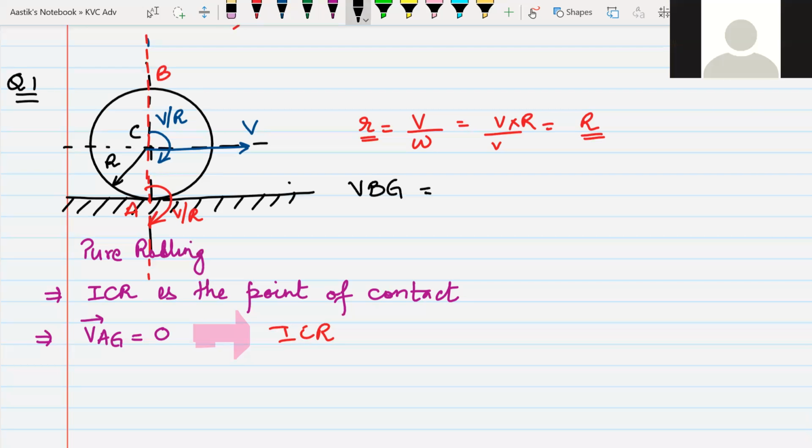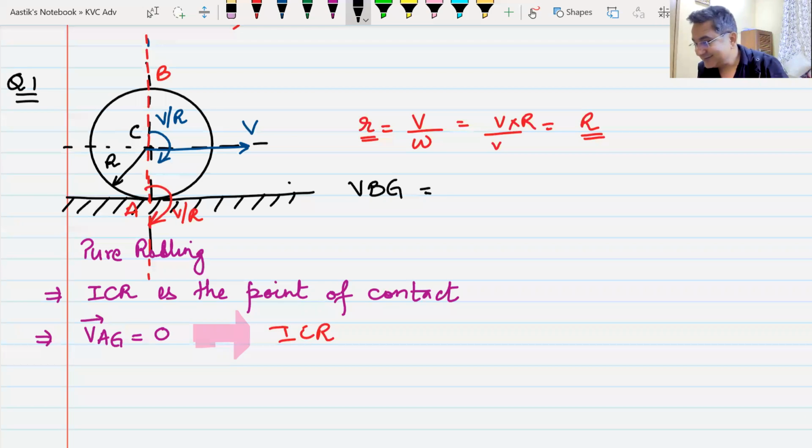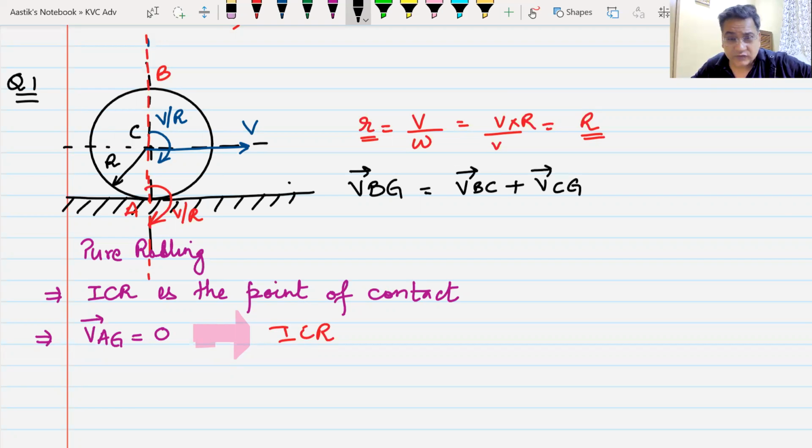2V, sir. Yes, 2V. See, God exists. Yes, it is 2 times V. You can do it by the concept of velocity of B with respect to C plus velocity of C with respect to ground. We have already done it in this way in the previous class.